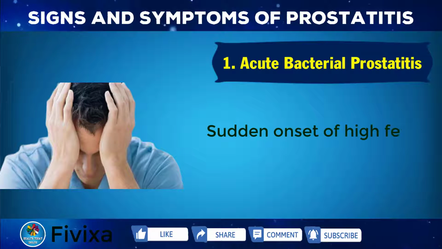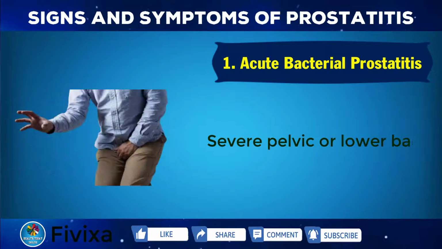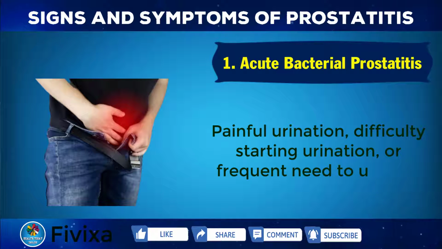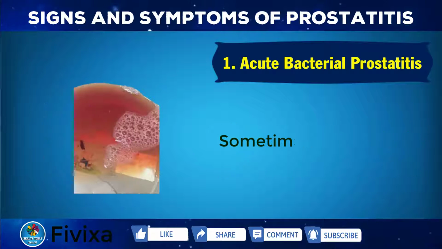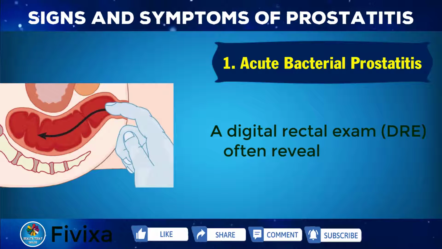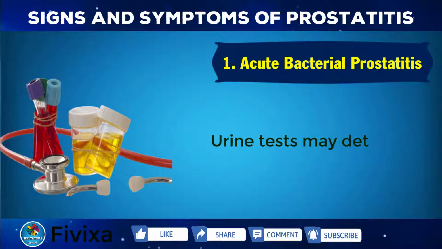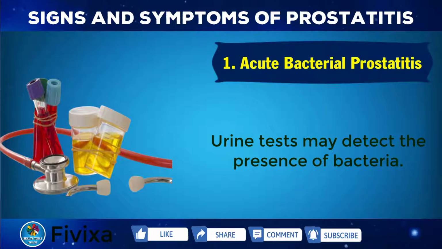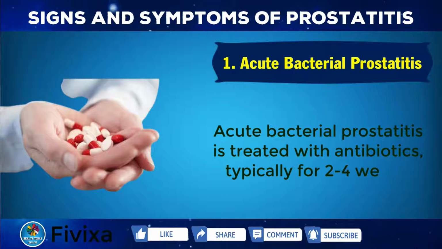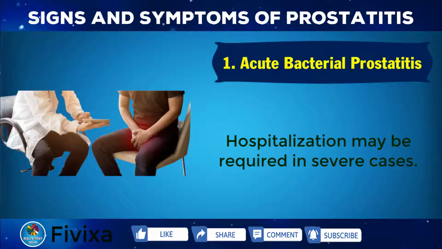Symptoms. Sudden onset of high fever, chills, and flu-like symptoms. Severe pelvic or lower back pain. Painful urination, difficulty starting urination, or frequent need to urinate. Sometimes blood in the urine. Diagnosis. A digital rectal exam (DRE) often reveals a swollen, tender prostate. Urine tests may detect the presence of bacteria. Treatment. Acute bacterial prostatitis is treated with antibiotics, typically for 2 to 4 weeks. Hospitalization may be required in severe cases.